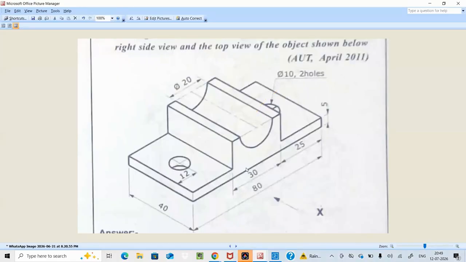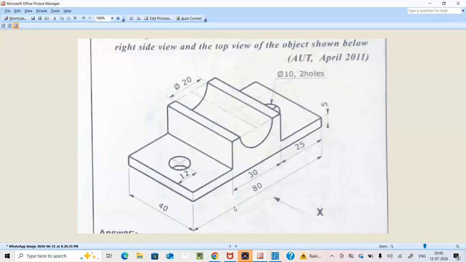Yes, people, are you there? Am I audible? Yes, sir. We will try. Yes, please give a try. Simple drawing. If you have understood, well and good. Just give a simple try.